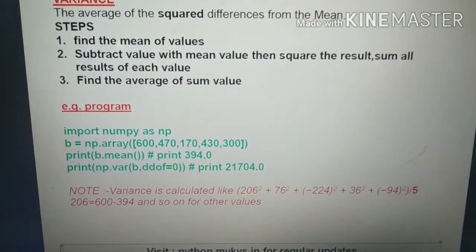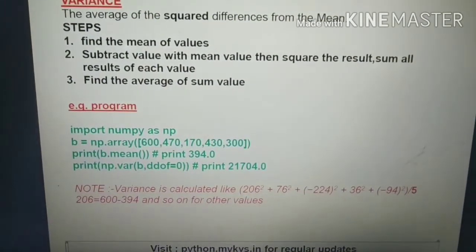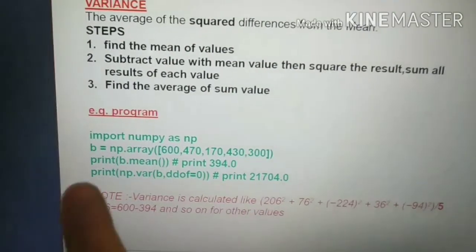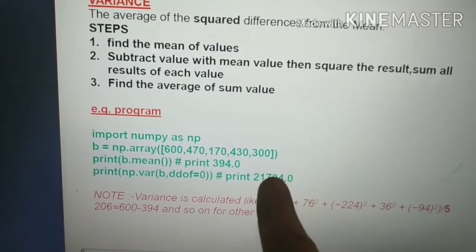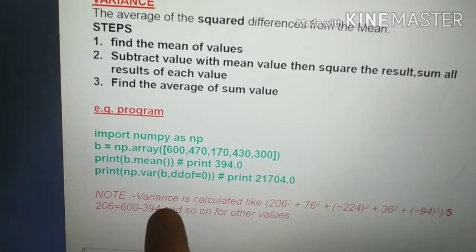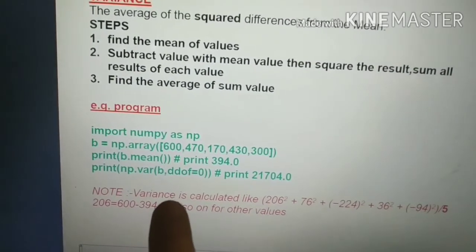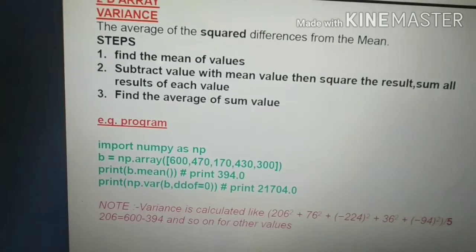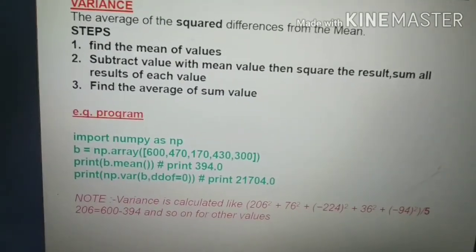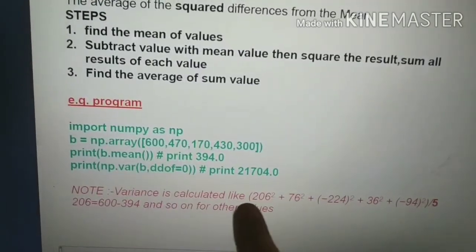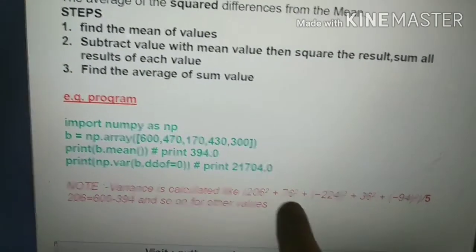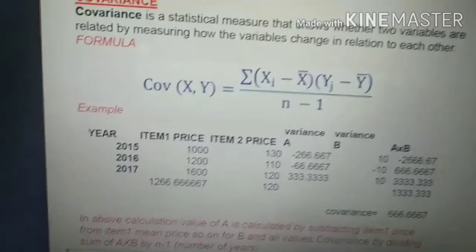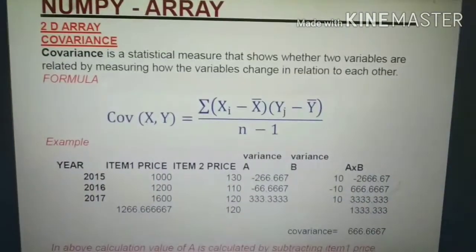Other than that, you can use the mean function also. np.array, they have given one array, 4 or 5 elements are there. b.mean will give you the mean. np.var will give you the variance. I'll tell you the formula of variance. So variance, mean, median, each and everything will come as it is. The formula of variance is given here: 206 to the power 2, 76 to the power 2, 220 minus 224 to the power 2. See another example for covariance.